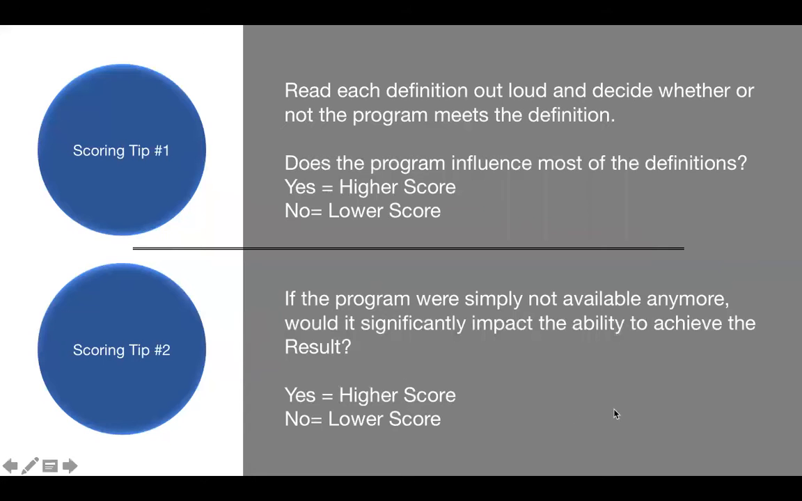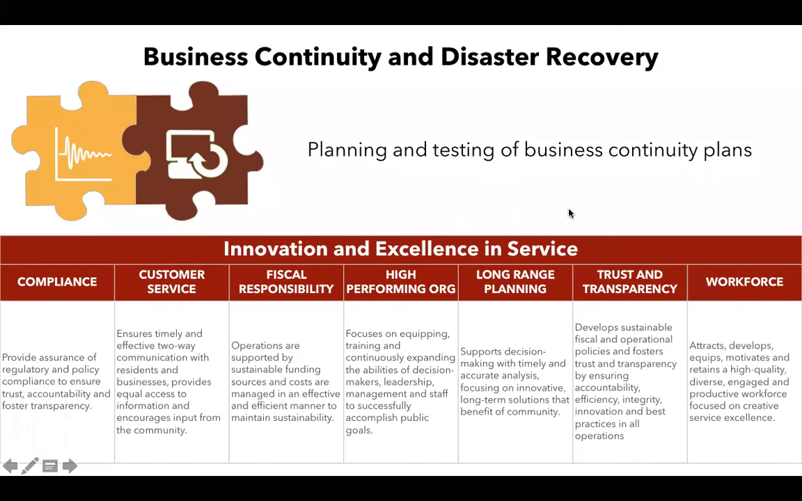As an example, this is from another organization. These are actually their governance results. They titled their governance results Innovation and Excellence in Service. The program that we are going to review as an example is Business Continuity and Disaster Recovery, with the description being Planning and Testing of Business Continuity Plans.